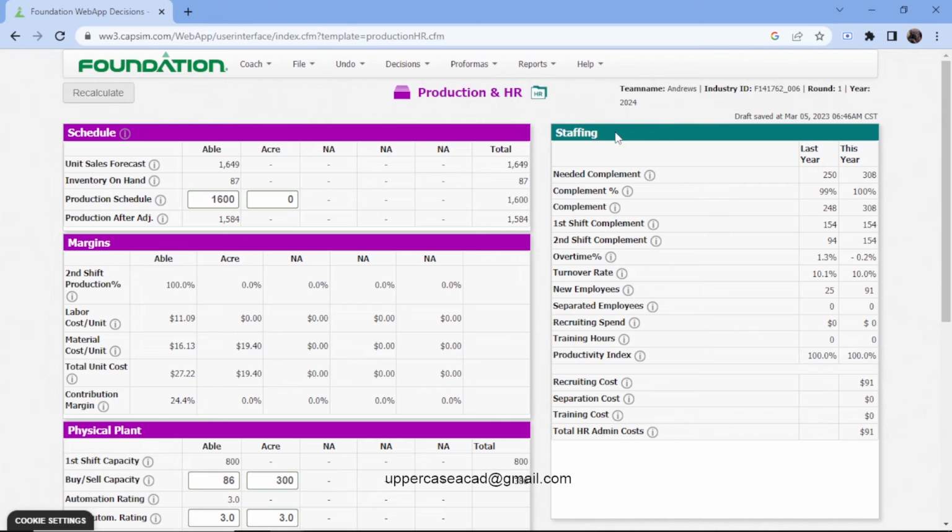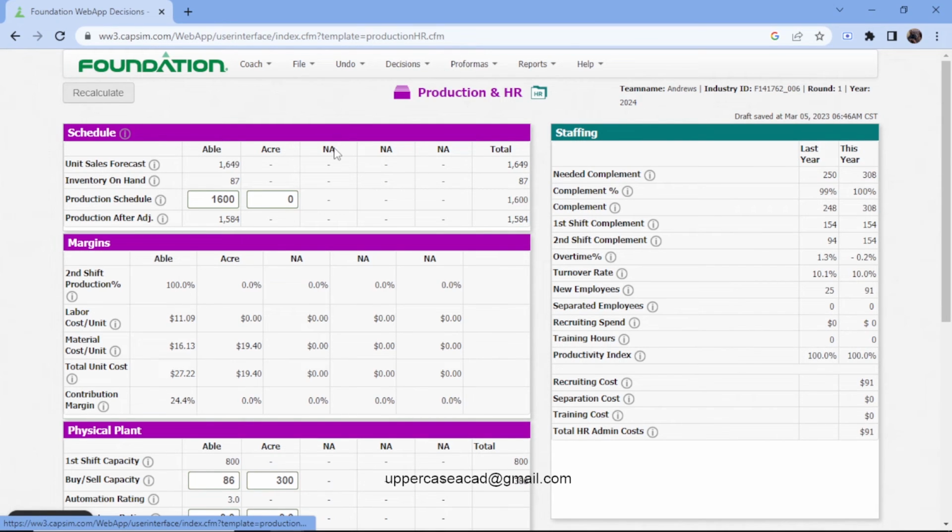If you look at my human resource, here we have the needed complement, which last year was 250, and because this year I'm expanding my plant, I'll need more employees. That's why the complement this year is 100%. My turnover rate is 10, and I think I should be aiming at reducing the turnover rate. Then my productivity index is 100%.